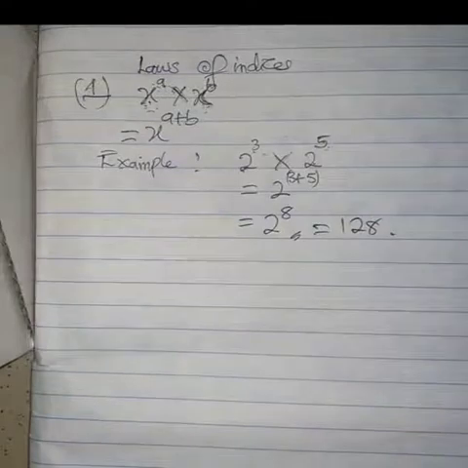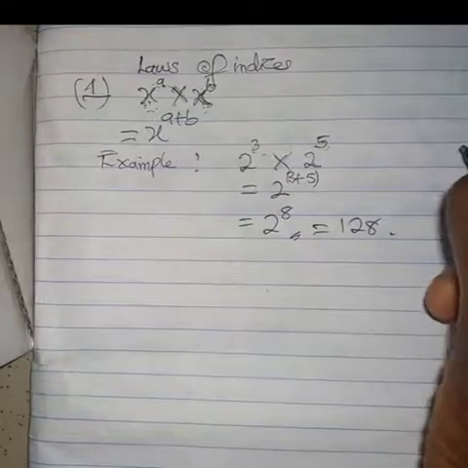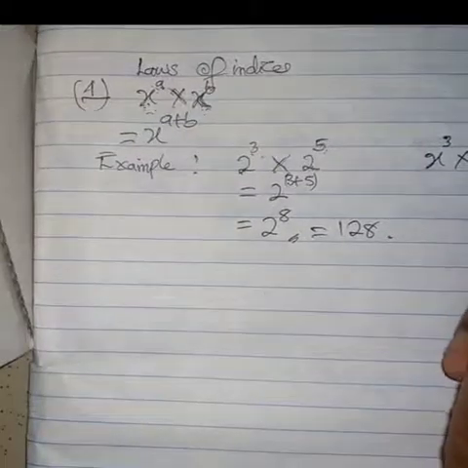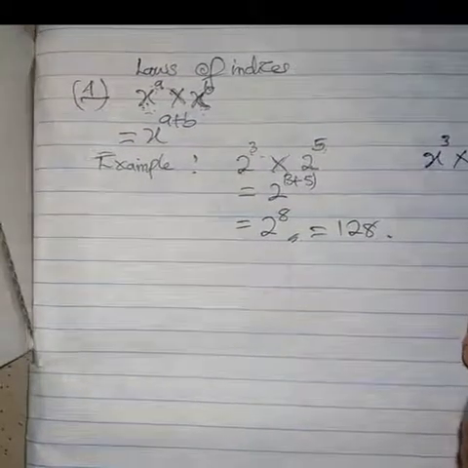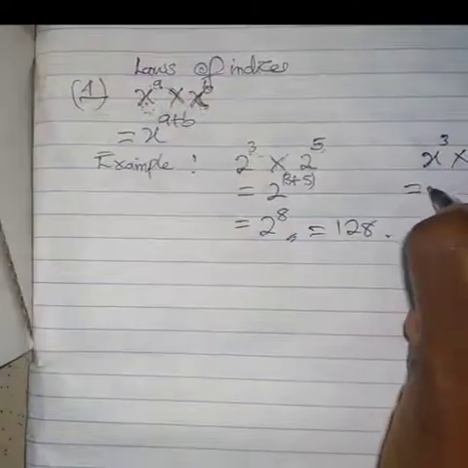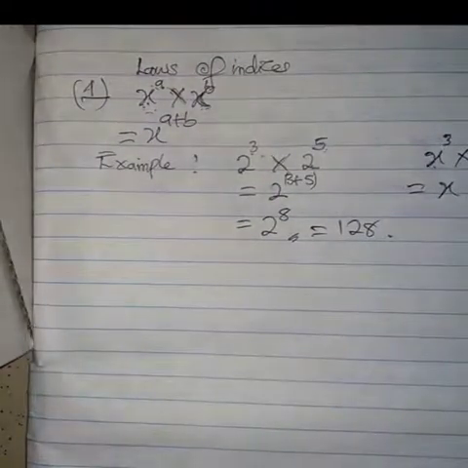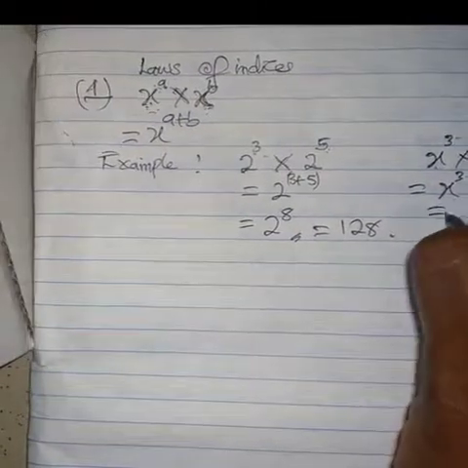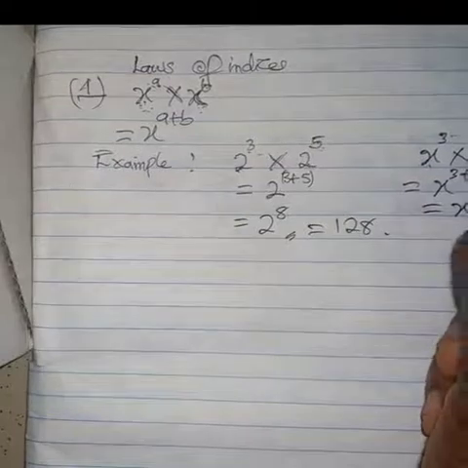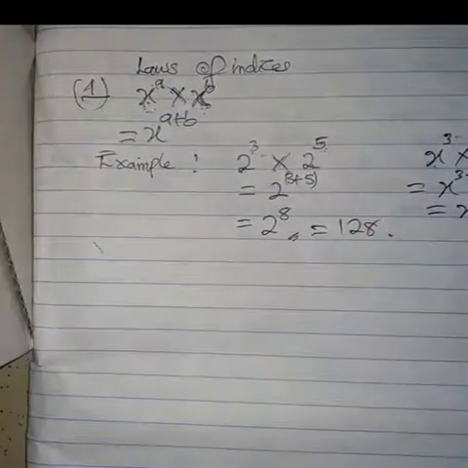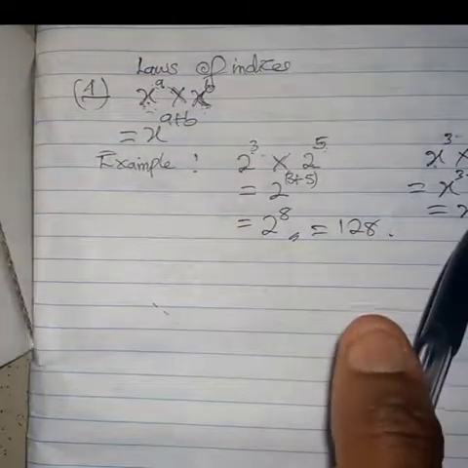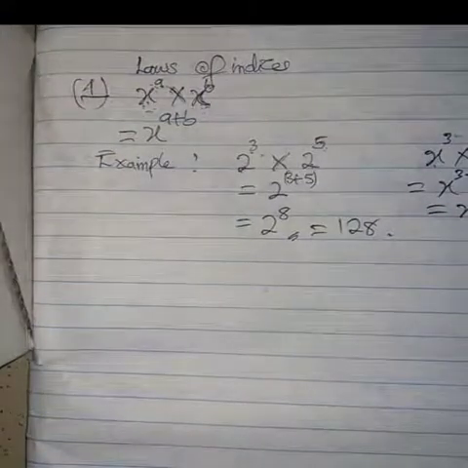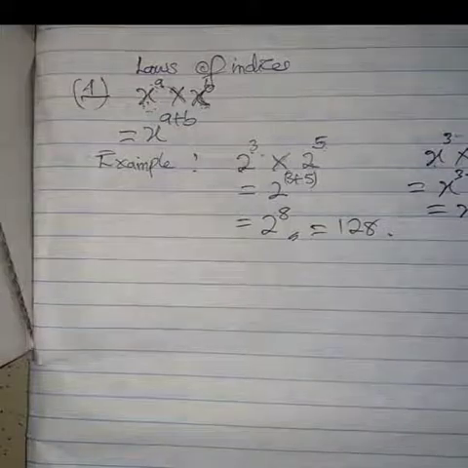Let's take another example beside it. How about if we have x raised to power 3 multiplied by, let's say, x raised to power 4? It's as simple as this: we pick one of these, x, then we add up the powers, which is 3 plus 4, and you have x raised to power 7. In this case, we can't further express this. We just leave this as the final answer. So this is the very first law of indices.